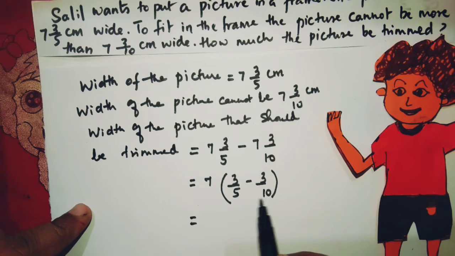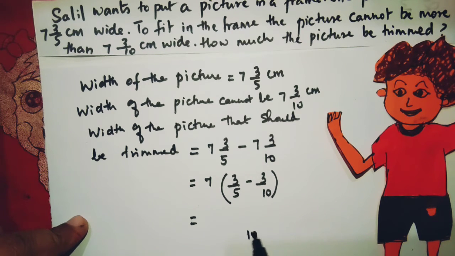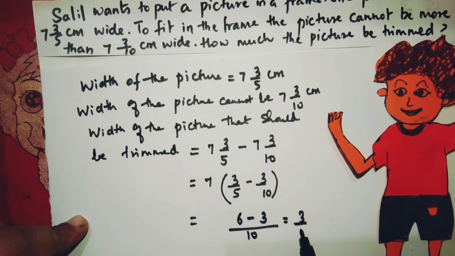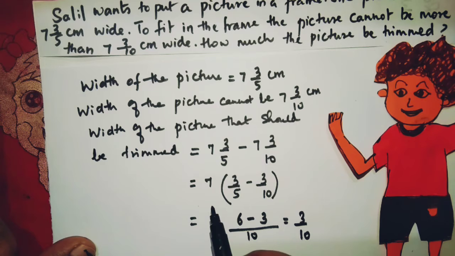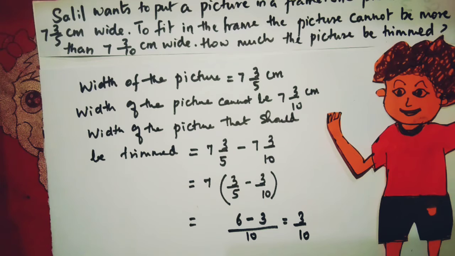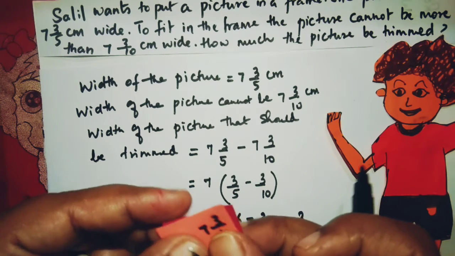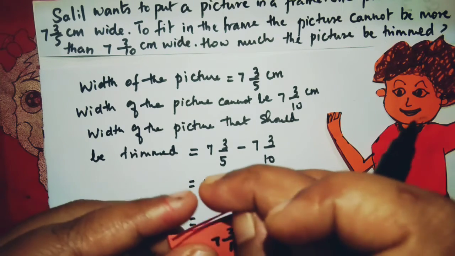So here 5 and 10, I had already told you, when you have one prime number and the other number, now this is the fraction, what do you get? So that will be 10 here. So 10 is the LCM. So here 3 into 2, 6, 6 minus 3, so that is equal to 3/10 part is the width that should be trimmed. Okay, this 7 we are not going to consider it because that is the entire frame. So now we are going to check only what part of it is going to be trimmed. So the part which is going to be trimmed is 3/10 of it.